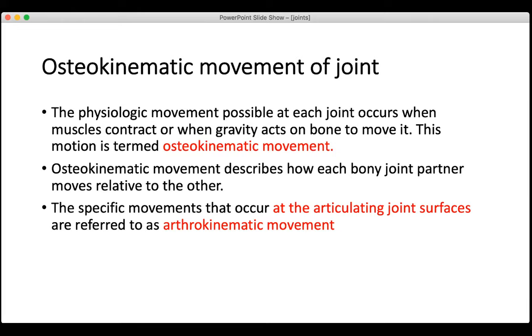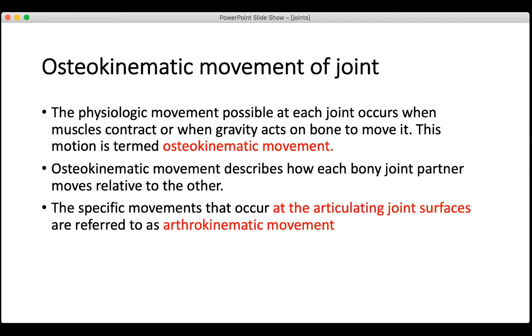X-ray to nahi lage na eyes mein. Kya body ke andar ho raha hai? Aapne ball ko kick kiya, I can see your leg moving. I cannot see the bones inside, how they are interacting, how they are moving, jo joints mein involved hai. So the articulating joint surfaces are referred as arthrokinematic movements.